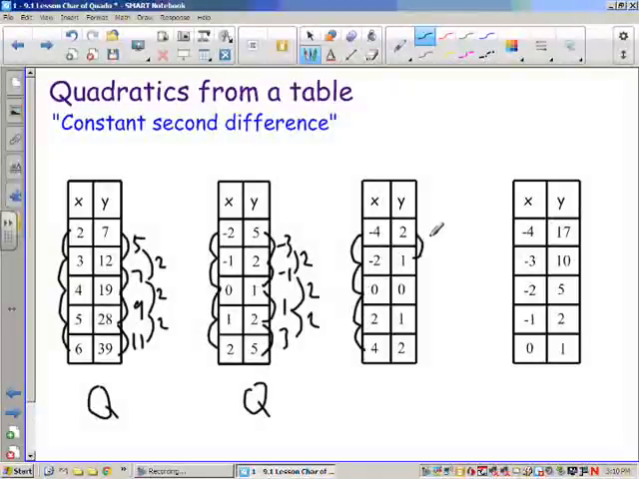1 minus 2 is negative 1. 0 minus 1 is negative 1. 1 minus 0 is 1. 2 minus 1 is 1. These changes: negative 1 plus 1 is 0. 1 minus negative, so that's 1 plus 1, is a 2. And then I get another 0.